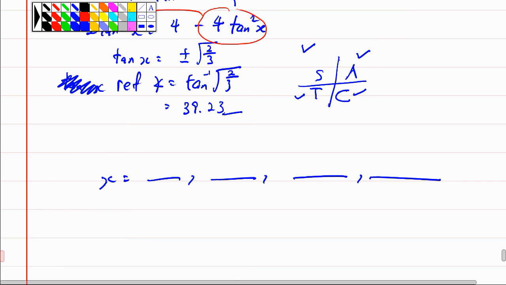So the first one is 39.2. The second one is 180 minus 39.2. Third one is 180 plus 39.2. 360 minus 39.2. So you have 4 answers. Now let's go through the graph again. The graph means within 0 to 360. This equation will have how many intersections?